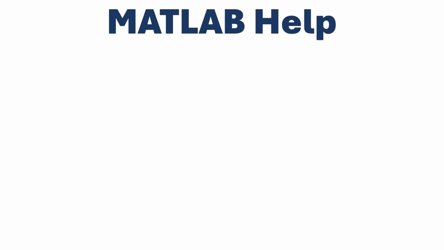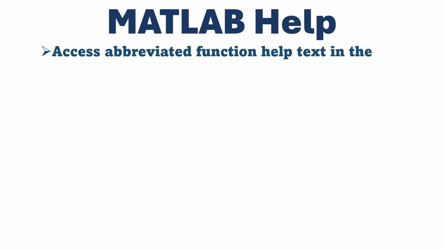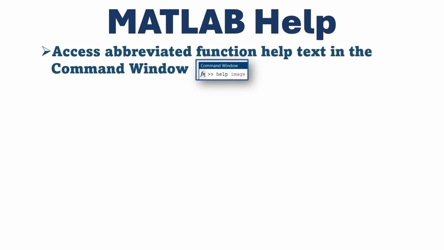Now how can we use MATLAB help effectively? You can access abbreviated function help text in the command window. If you look carefully here, you just have to type help, put whatever you are looking for, and then enter. So this is one way to get MATLAB help. This is called accessing abbreviated function help. You just type help, and after that put the variable or topic you are looking for inside MATLAB.